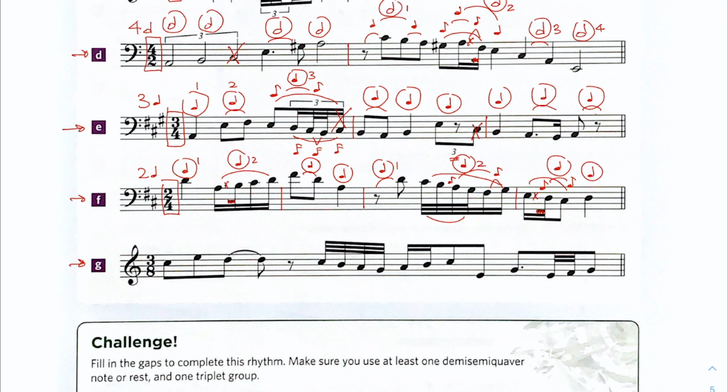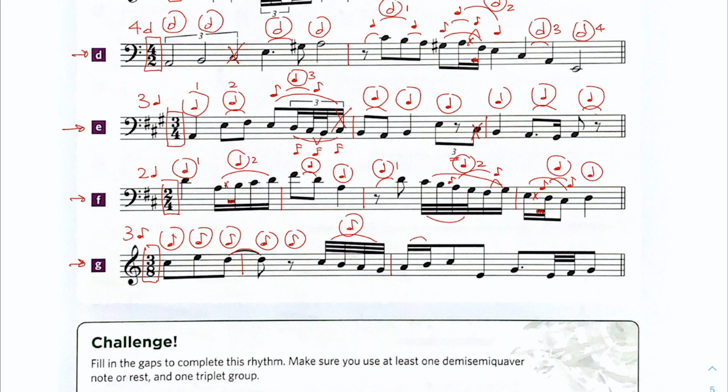Question G, 3-8 time, meaning there are 3 quavers in every bar. This is a quaver, this is a quaver, this is a quaver. 1, 2, 3 quavers already. We're going to put in a bar line here. Again, this curved line is a tie. Tie goes across the bar line. And after the bar line, this is a quaver, another quaver. And these 4 demisemiquavers make 1 quaver. So 1, 2, 3 quavers, bar line.